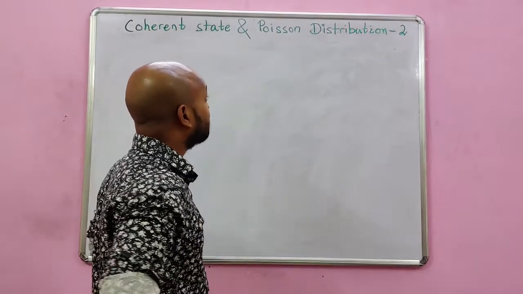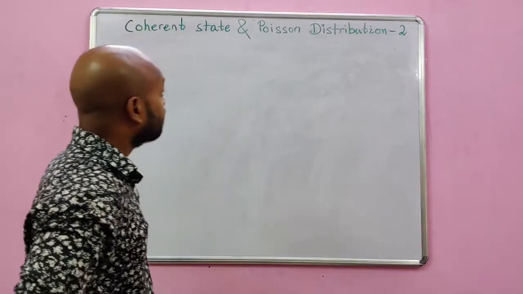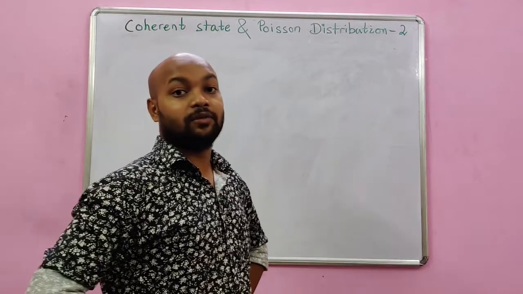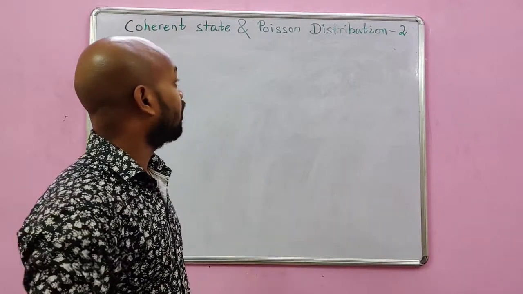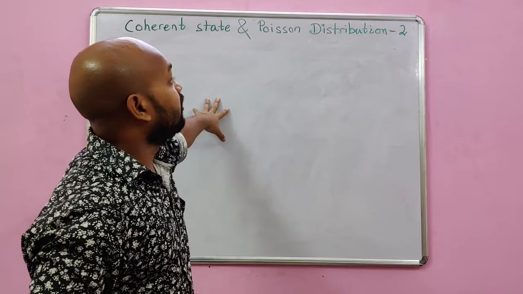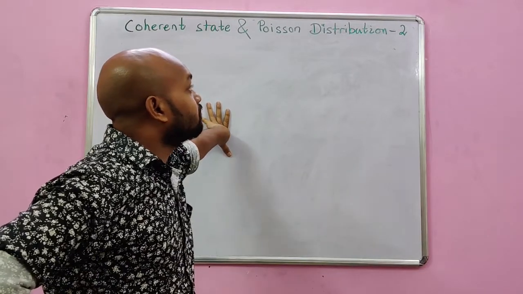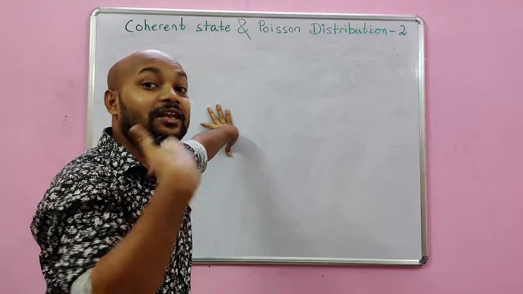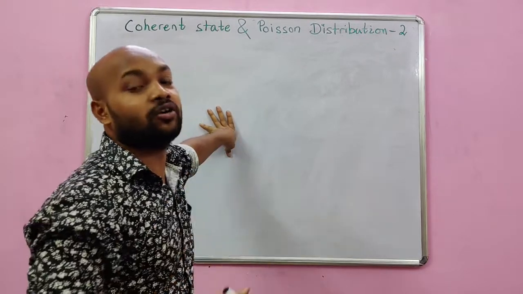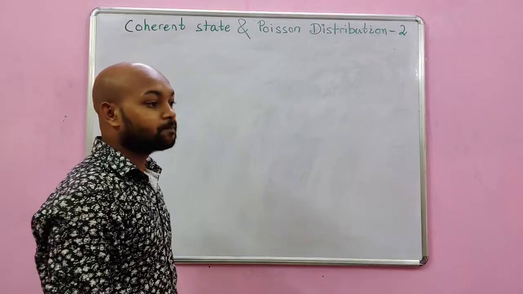About coherent state and Poisson distribution, I already showed you the variance to be equal to the mean, that is, the mean of the photon number operator. Now let's see if the distribution itself emerges when we calculate the probability of getting one particular photon number state.